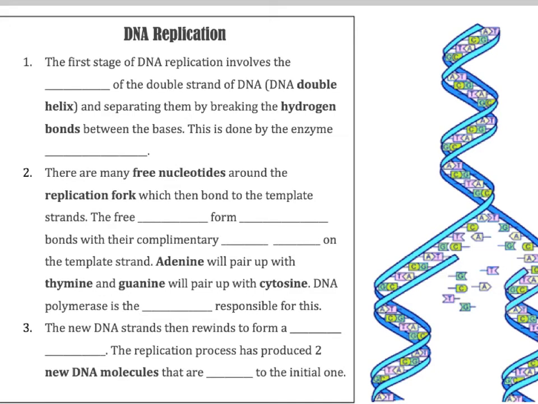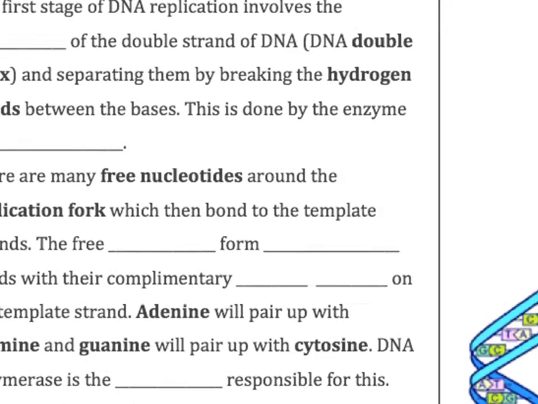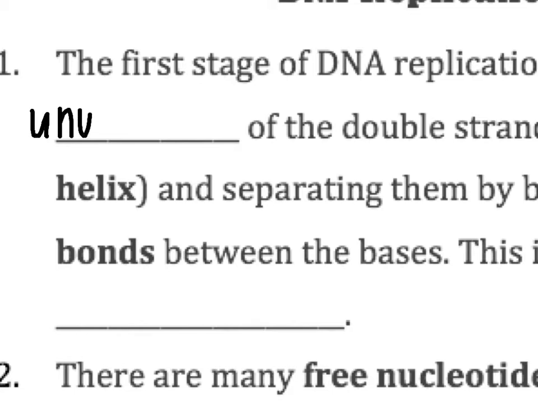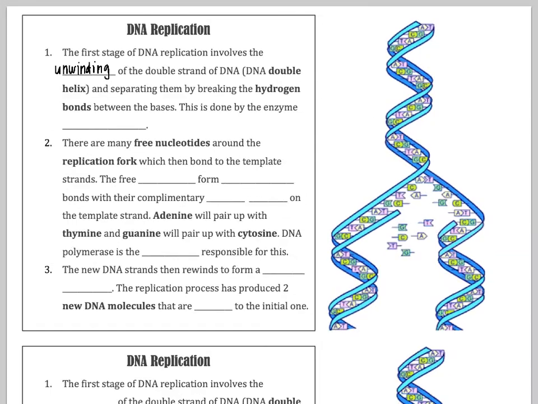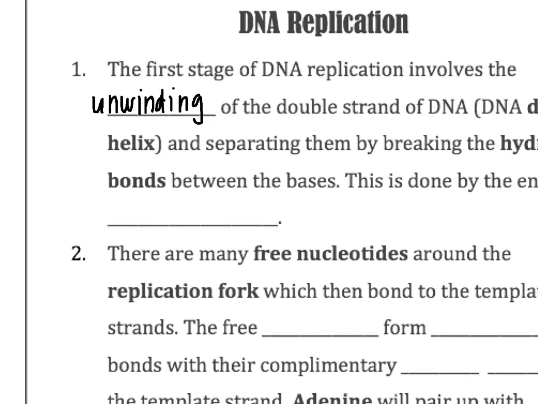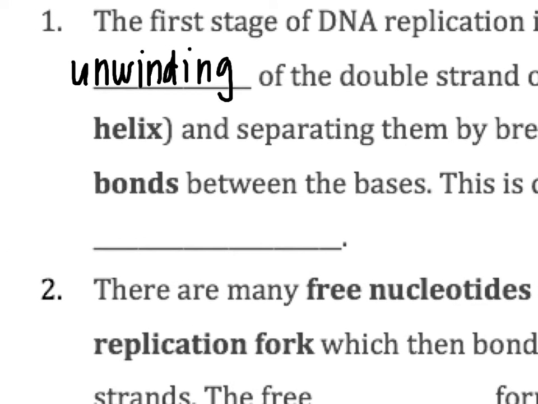So, the stages of DNA replication begin when the DNA unwinds. The first stage of DNA replication begins with the unwinding of the double helix. And that double helix is going to unwind by breaking the hydrogen bonds between the nitrogen bases. And those hydrogen bonds aren't just going to break on their own, they need an enzyme to break them, and the enzyme that breaks them is called helicase.